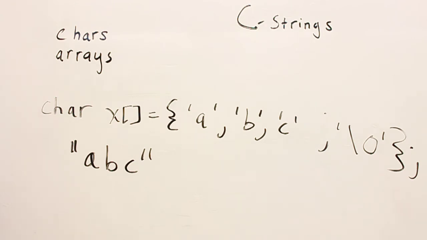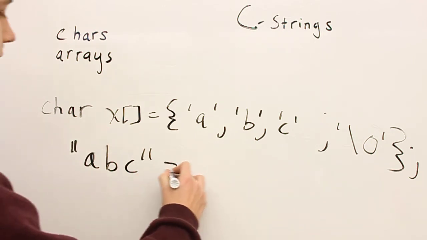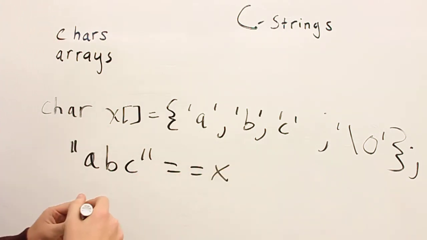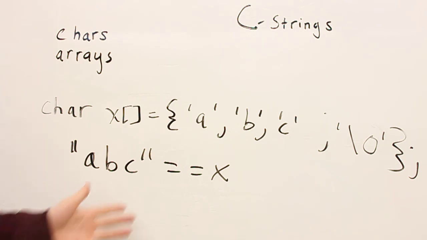So, since C doesn't have a built-in string type, and we're just using arrays and chars to get around this fact, we have to be careful about some things. One big pitfall is testing for string equality. So, say that I wanted to do something like this. It makes sense, and anyone would agree, I think, that this should be true, but it's actually not true.